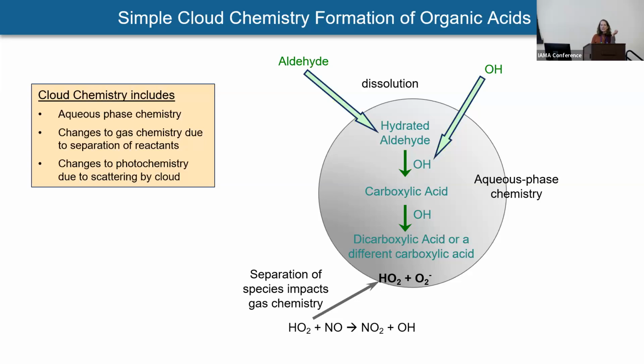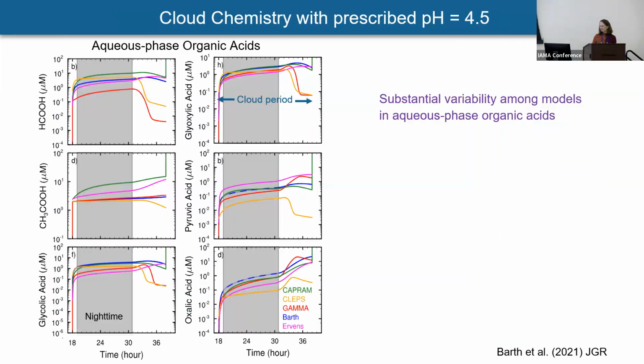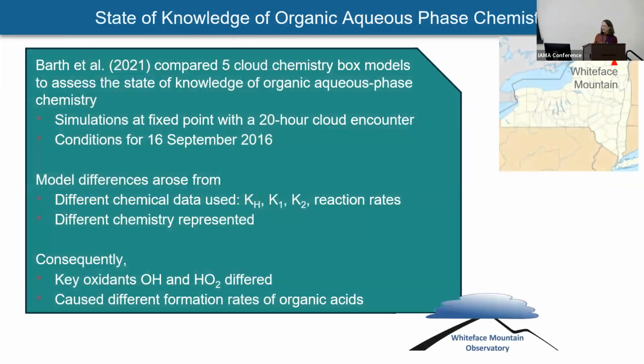So shown here is a schematic doing a really simple depiction of organic acid formation. So really the ingredients are having aldehyde and OH. They dissolve into the cloud droplets and will oxidize. The hydrated aldehyde oxidizes to carboxylic acid. And then that can actually go on and oxidize further to form dicarboxylic acids or different carboxylic acid. So that's really simple.